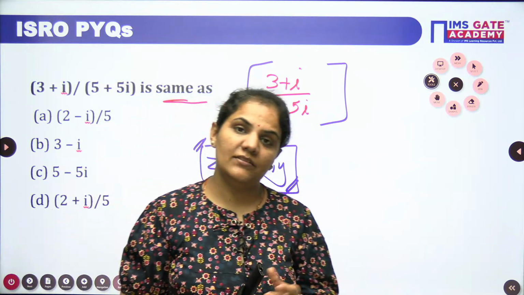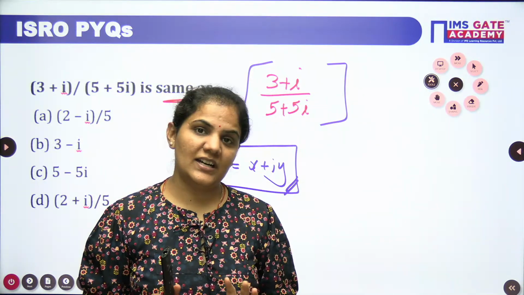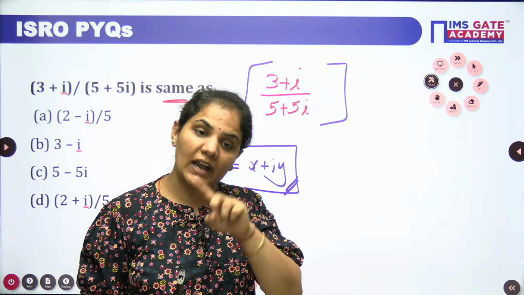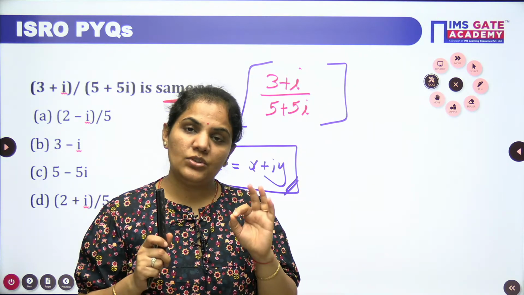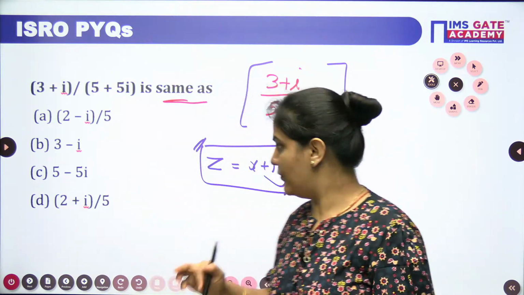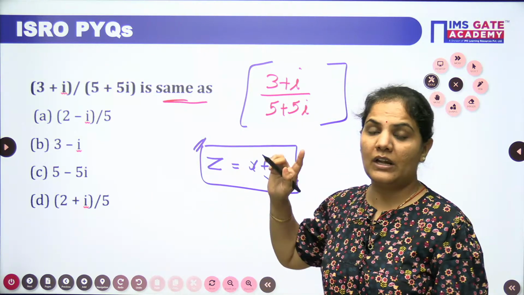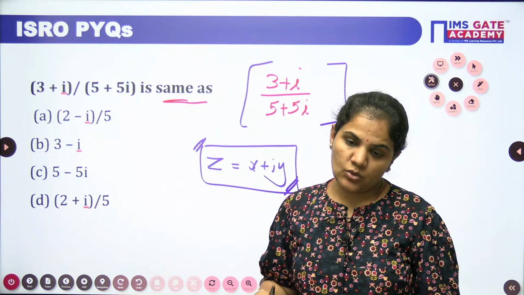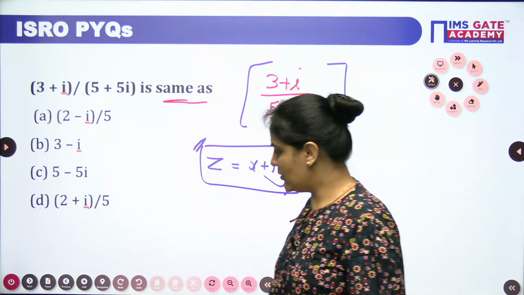Whenever you will see i in the denominator, this is not a standard form. So you need to convert. First of all, you need to remove i from the denominator. If i is in the denominator, you need to remove it, because this is not a standard format. Whatever the question is asking you, you will not write the result in the form of i in the denominator. So we need to remove i from the denominator every time.